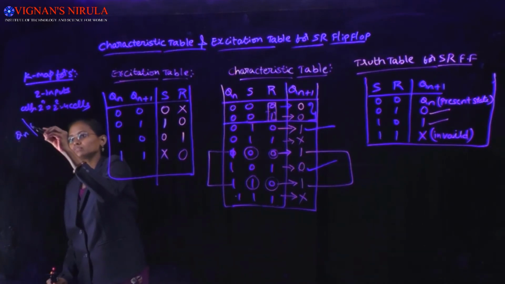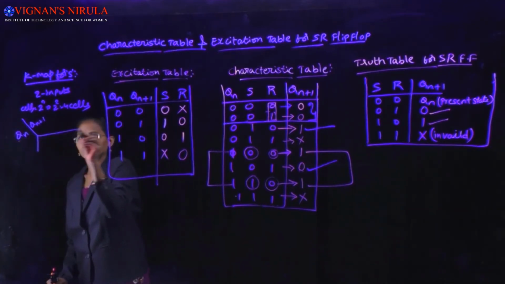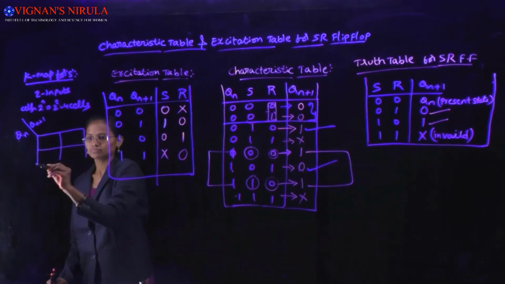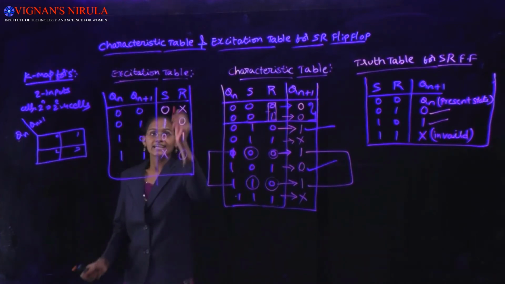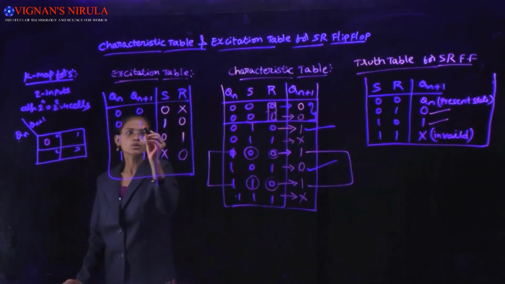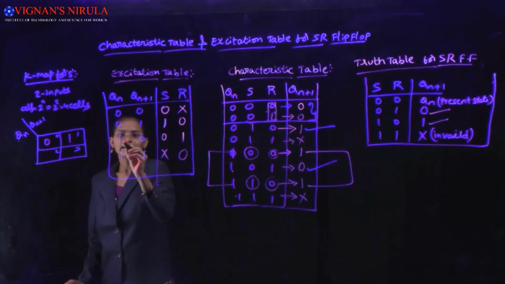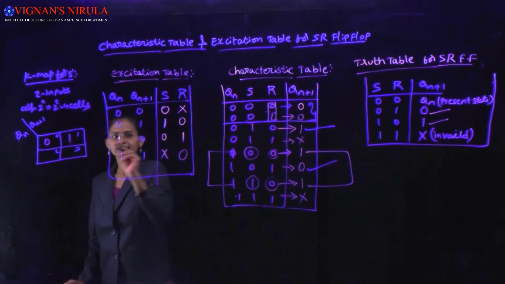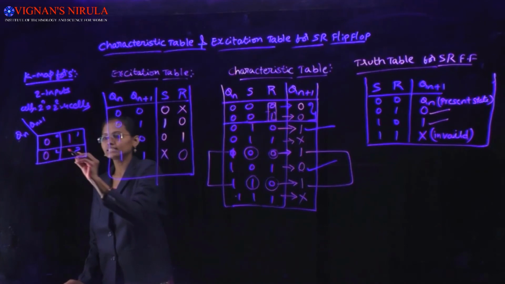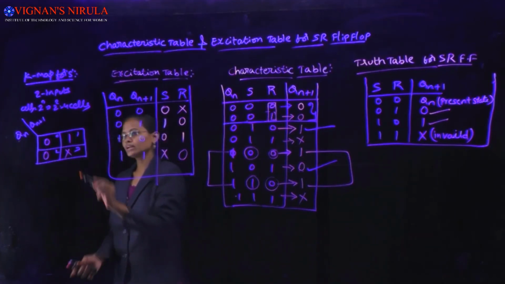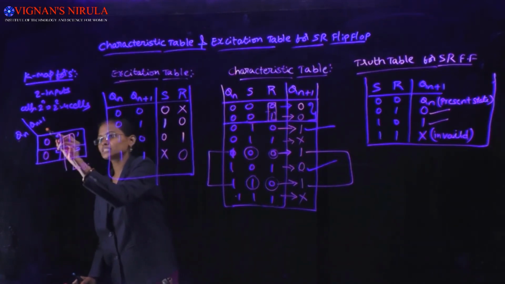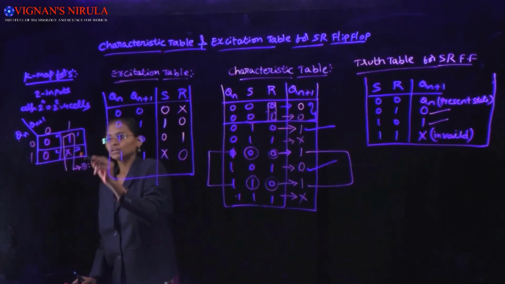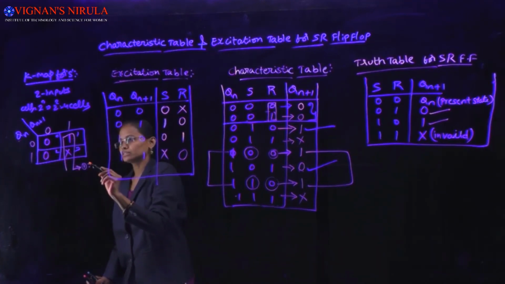This is Qn plus 1. Draw the 4 cells: 0, 1, 2, 3. Here the S is 0 and 1, and next 1, 0. Decimal number is 2. The second cell is 0 and the third cell is X. Here we are grouping the 1 and 3. In this case this is 0, 1, 0, 1. Here 1, 1. That is Qn plus 1.